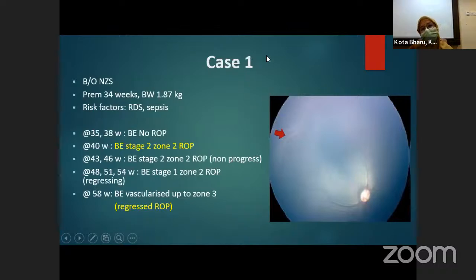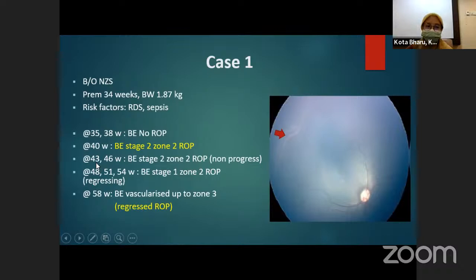Okay, now we proceed to our case presentation. Case 1, baby of NZS, a premature baby of 34 weeks with birth weight of 1.87 kilograms. The risk factors were RDS and sepsis. Initial review at 35 and 38 weeks revealed no ROP in both eyes. However, at the 40 weeks review, noted to have bilateral stage 2, zone 2 ROP with the formation of a ridge at zone 2.